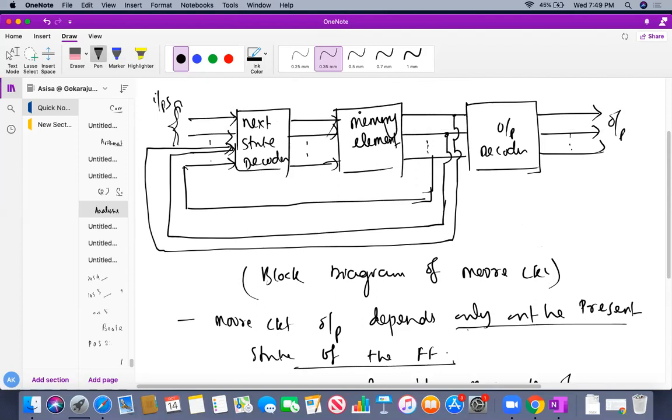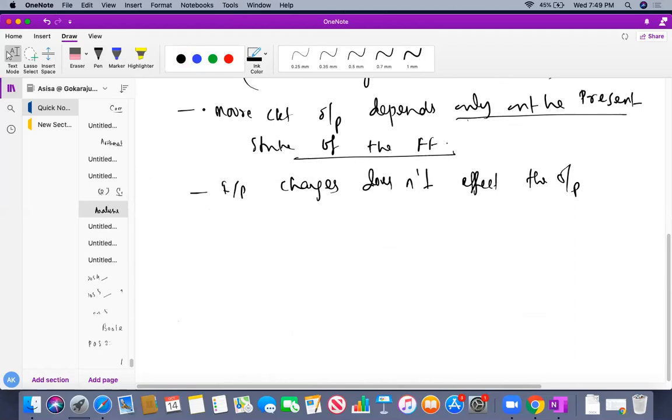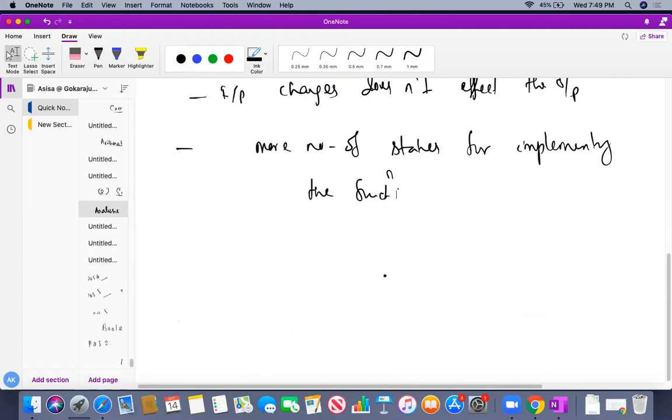So what is the present state? It is the state present in this memory, so it doesn't depend on the input. And the Moore circuit requires more number of states for implementing the function. Now the question is how we can represent the Moore circuit.